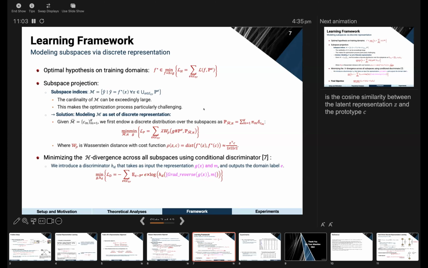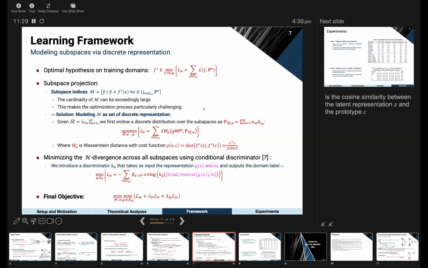After that, we can minimize the Wasserstein distance between the latent distribution and the latent distribution over the subspace set. For this objective you can refer to the Wasserstein mean with pressure presented earlier. So when we combine all of these objectives, we get the final objective here, with the loss on the hypothesis, subspace prediction, and subspace alignment.